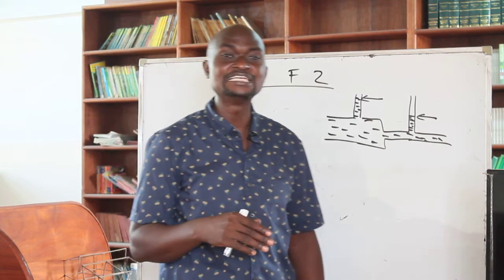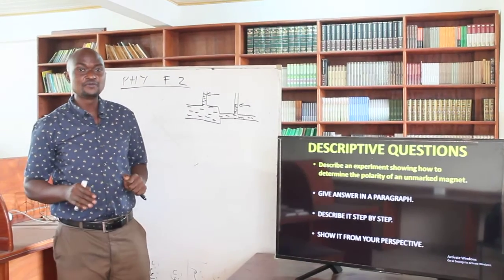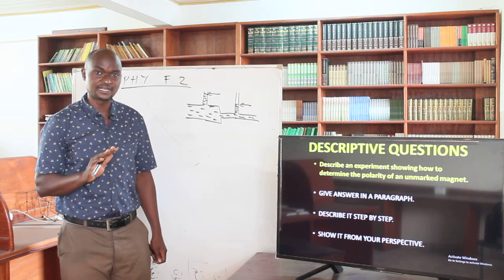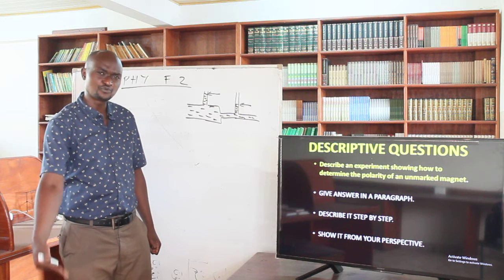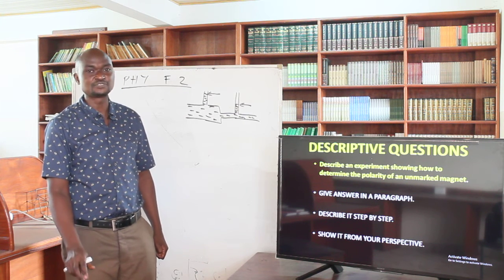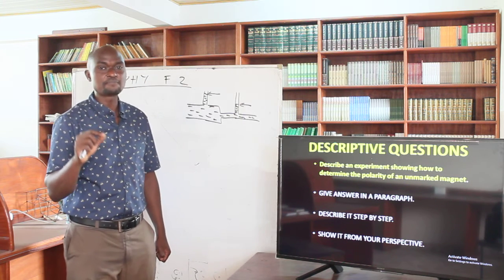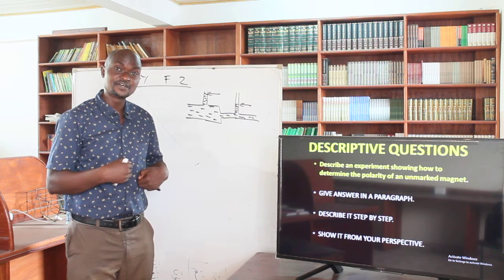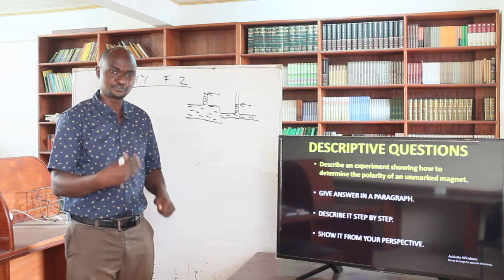Let's go to the next one, which is a descriptive question. In a descriptive question, you need to give the answer in the form of a paragraph. A large paragraph or a small paragraph doesn't matter, but in the form of a paragraph. Most of the time in physics, you don't need more than two paragraphs. Maybe sometimes two, but mostly it is one. And as you give it in a paragraph, you describe it step by step. And then you show it from your perspective, not exactly the way it is in the textbook. You write the facts the way you have understood them.